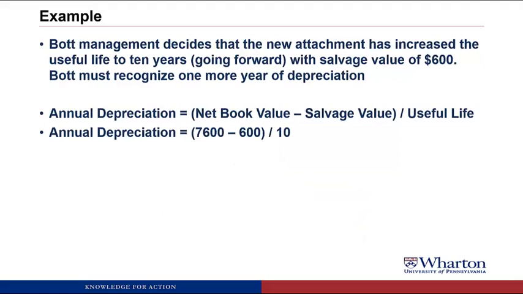So in the equation, we're going to have $7,600 for net book value minus $600 for the salvage value. And notice the salvage value has dropped from $2,000 down to $600 because we're anticipating keeping the equipment longer, and the longer we keep it, the more its salvage value drops. So we take that depreciable base of $7,000, 7,600 minus 600, spread it over the 10-year useful life going forward, and we get a new annual depreciation of $700.